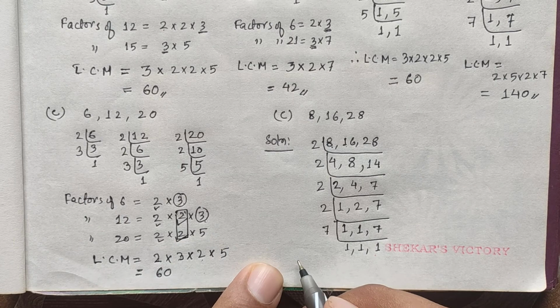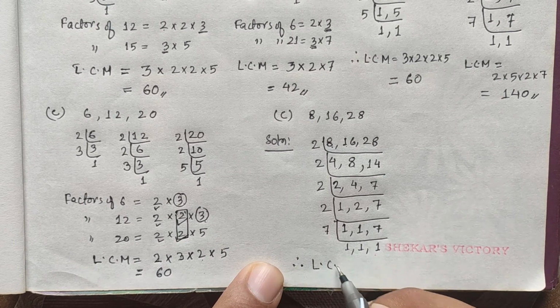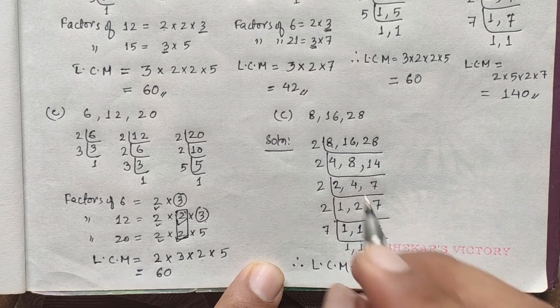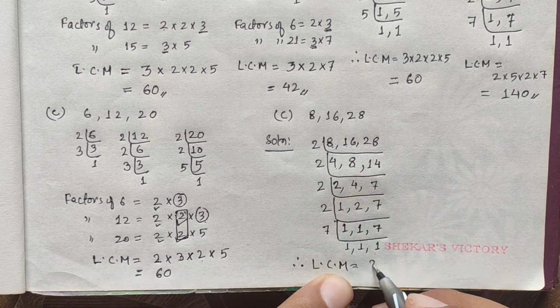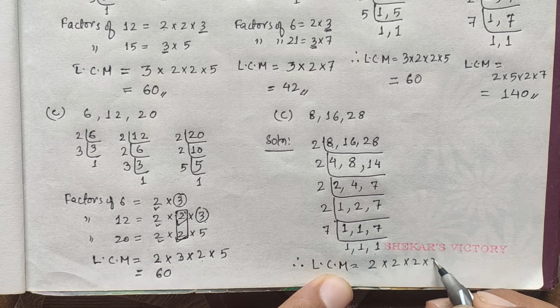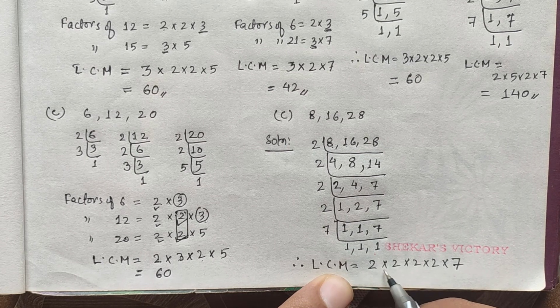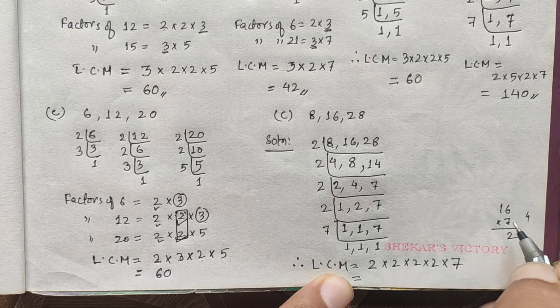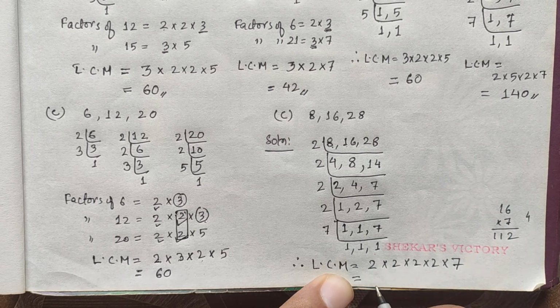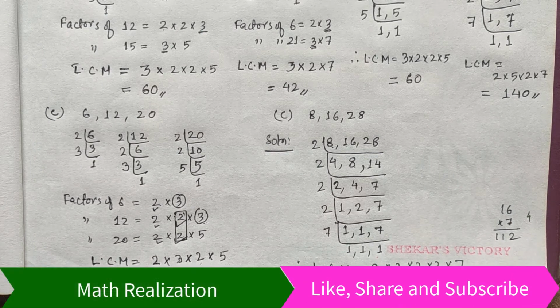So therefore, LCM of 8, 16 and 28 is how much? You have to multiply all these: 2 times 2 times 2 times 2 times 7. Okay, so 2 times 2 is 4, 4 times 2 is 8, 8 times 2 is 16, 16 times 7 how much? See here, 16 times 7, it becomes 112. Yeah, in this way you can find the LCM.